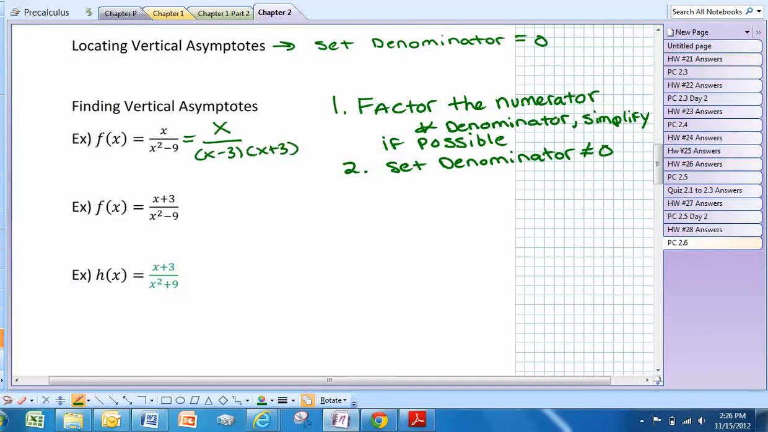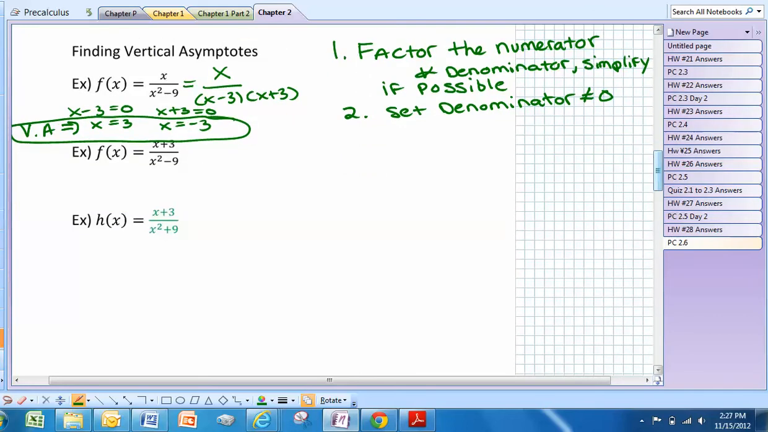Now we can't simplify here top and bottom, so what numbers make the bottom equal to 0? So x minus 3 equals 0, x equals 3, x plus 3 equals 0, x equals negative 3. So our two vertical asymptotes are x equals 3 and x equals negative 3. Because remember, vertical asymptotes are a line that the graph does not cross, a vertical line.